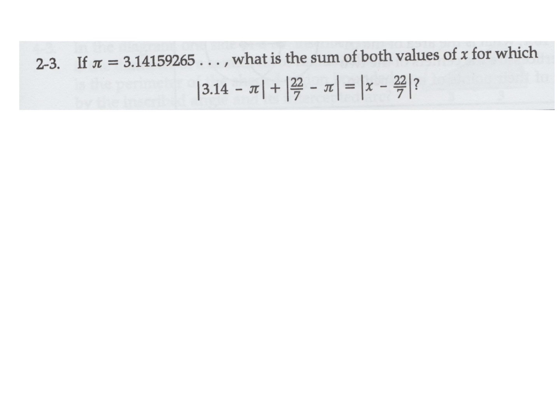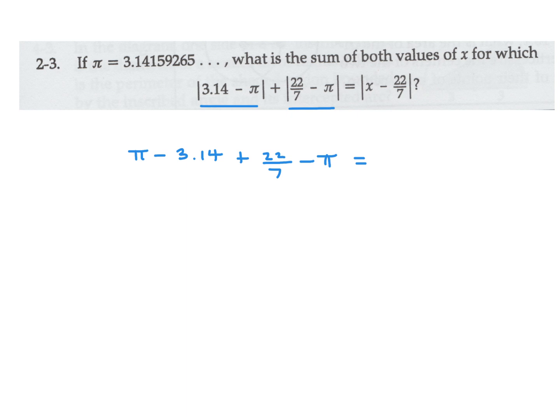If pi is equal to 3.14159265, what is the sum of both values of x for which the absolute value of 3.14 minus pi plus the absolute value of 22 over 7 minus pi is equal to the absolute value of x minus 22 over 7? So let's do this carefully. This is going to be negative, so therefore it will be the equivalent of pi minus 3.14 when you drop the absolutes. This, I believe, and you can verify this in a calculator, is going to be positive, so that just stays as 22 over 7 minus pi when you drop the absolute sign.